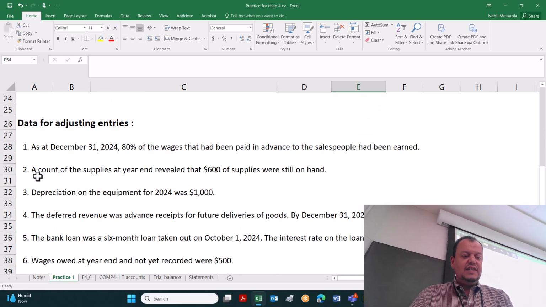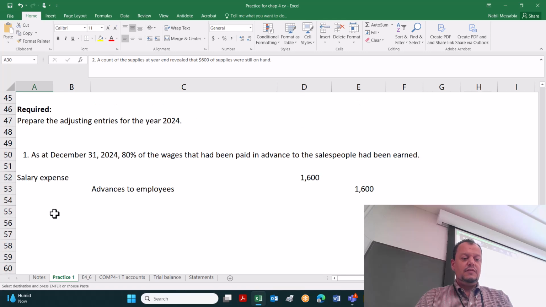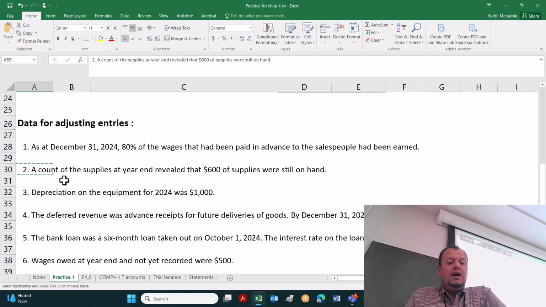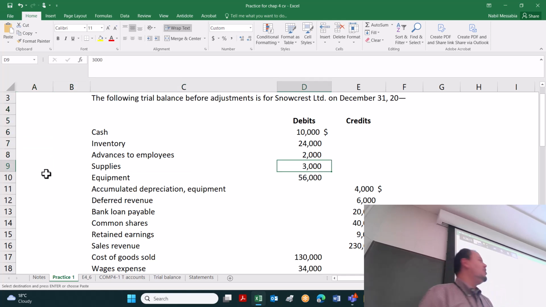The second one says, okay, second journal entry. Just an entry if needed. We will see. A count of the supplies at the year end revealed that $600 were still on hand. We start with what is in the unadjusted balance as supplies. The total amount in the unadjusted balance as supplies is $3,000. Where does it come from? $3,000 of supplies. How did we get to this number?